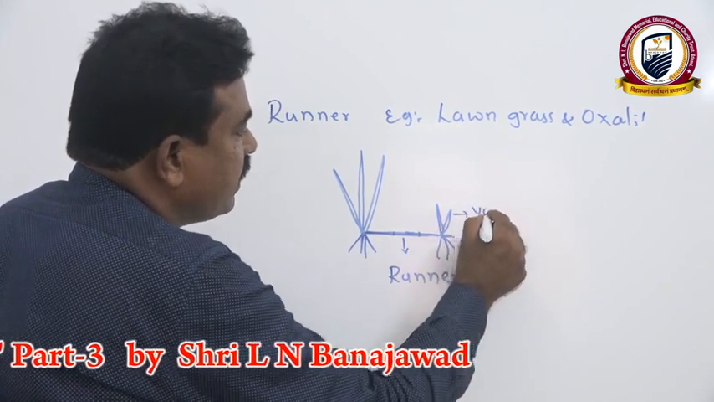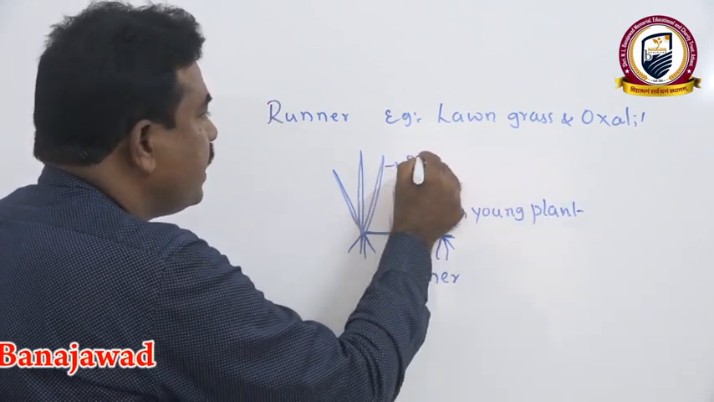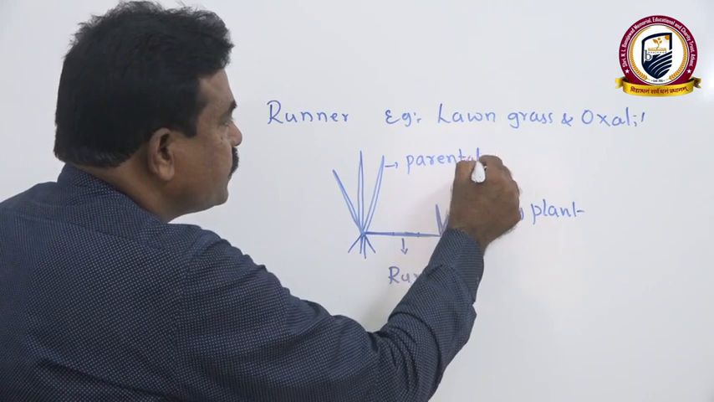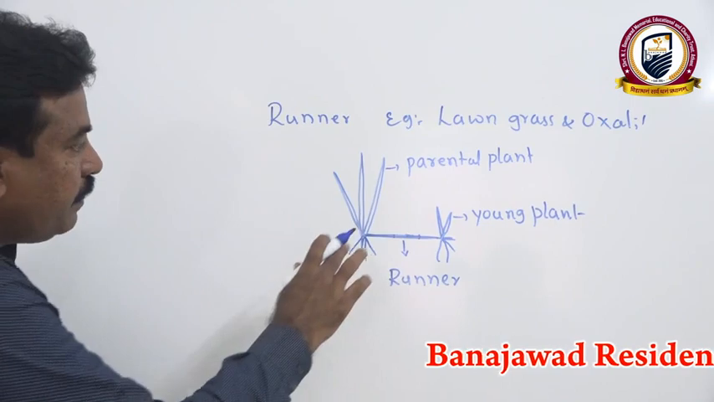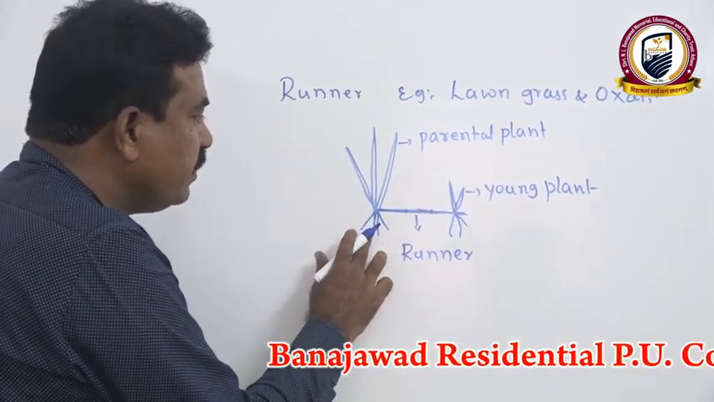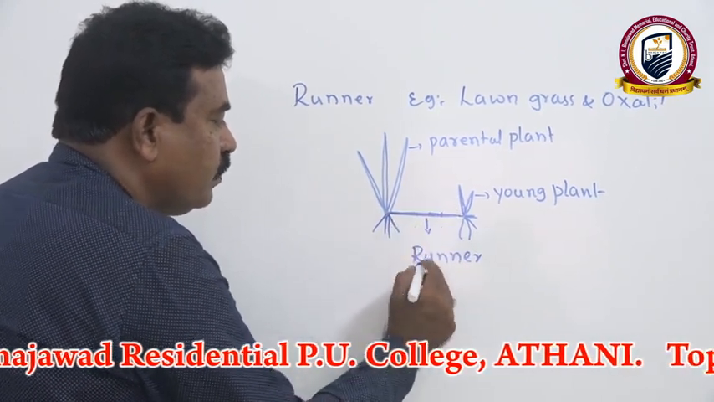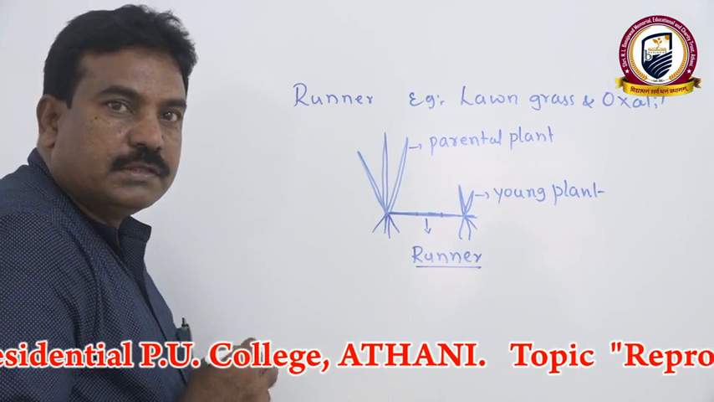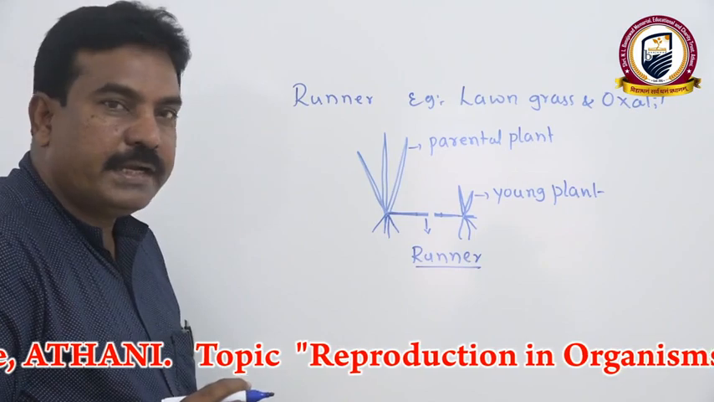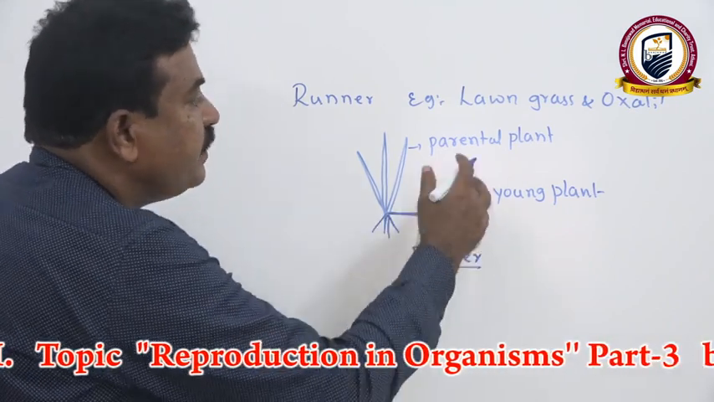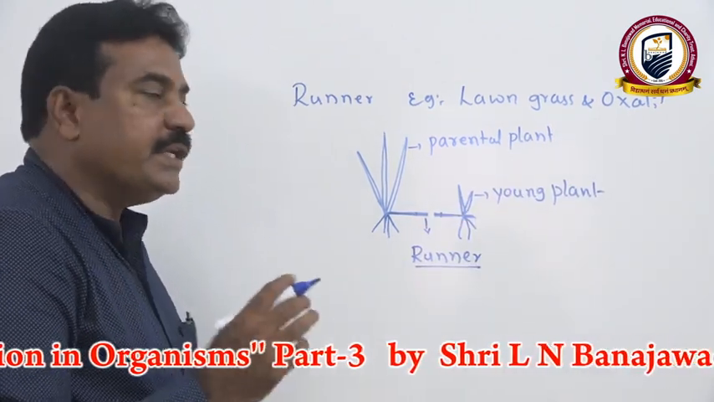This is the young plant, and this one is the parental plant. Suppose the runner is damaged, that is, the middle part of the stem present in between the parental plant and the young plant, this specialized stem we call a runner. If the runner is mechanically damaged, at that time this young plantlet grows independently, and it may become a parental plant. Once again it grows vegetatively.